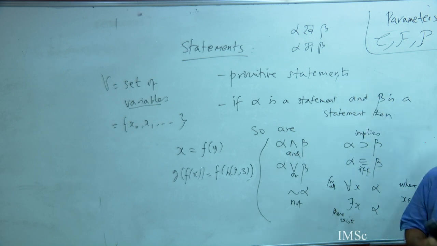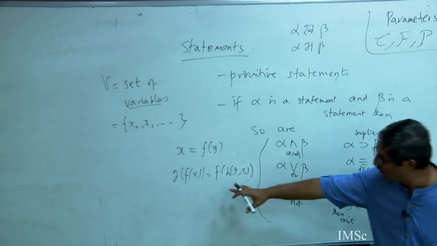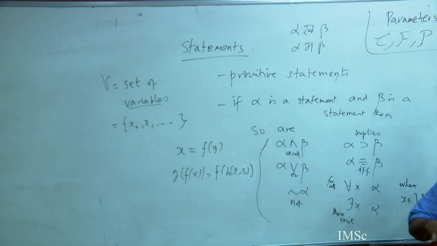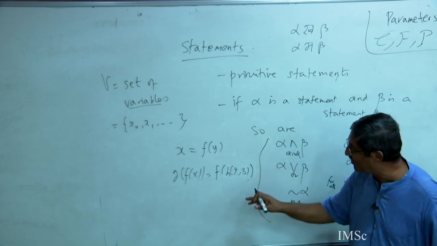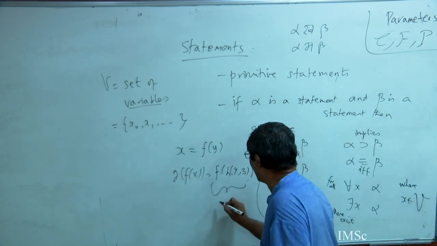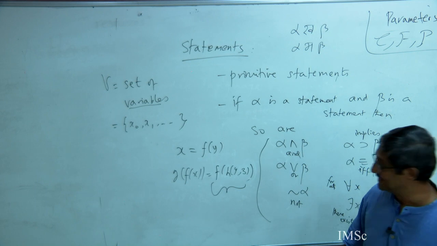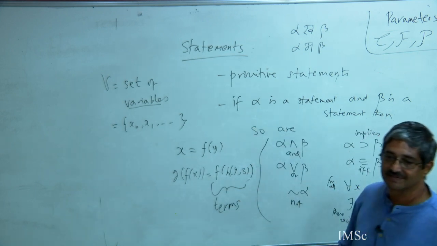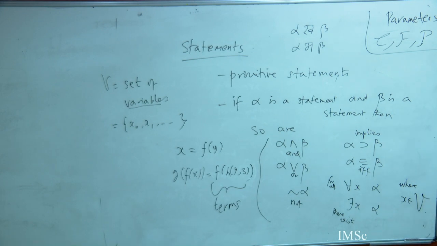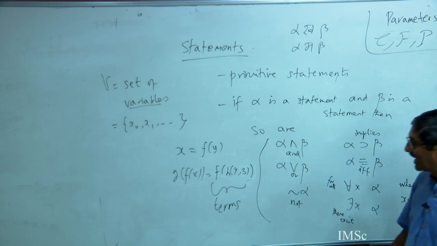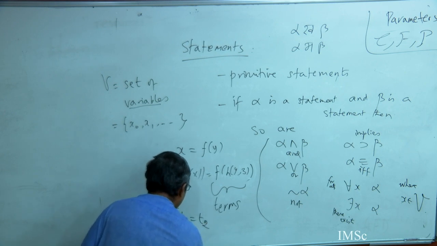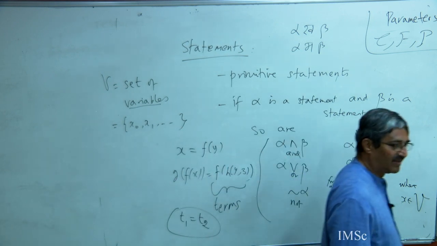So once you have constant symbols and function symbols, what you can do is build this rich supply of what are these things called? Expressions, terms. Logicians call them terms, right? You build terms, and once you have terms, I can write T1 equals T2. That's a very good primitive statement.